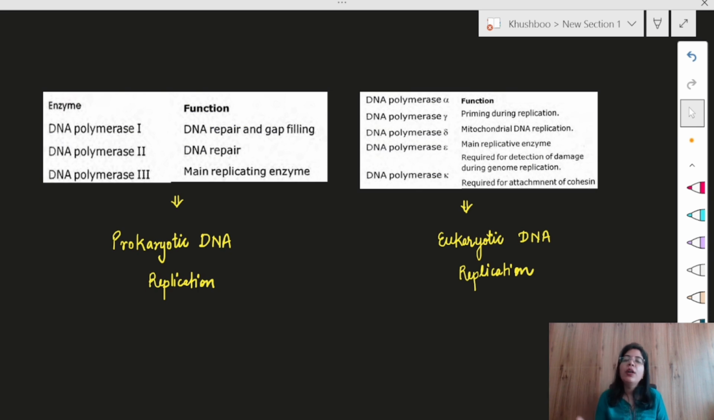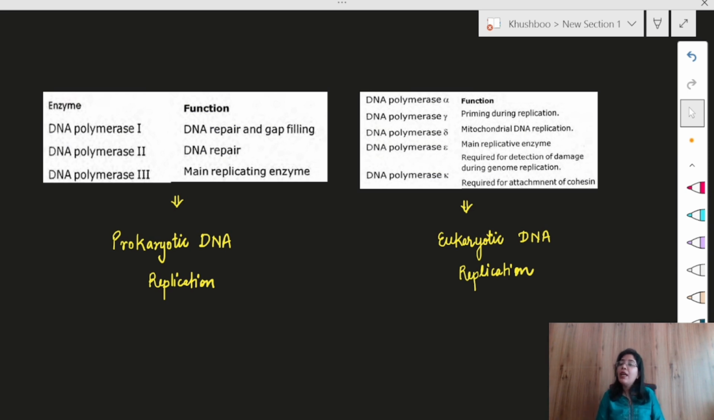DNA polymerase 2, DNA repair, okay. DNA polymerase 3, main replicating enzyme. And DNA polymerase 1 will be responsible for, after the removal of primer, filling the gap by making DNA again. Don't think that DNA will be joined by DNA polymerase. No, that will be done by ligase, right? After removal of primers, new DNA will be synthesized by this DNA polymerase 1, and then the fragments will be joined by ligase.